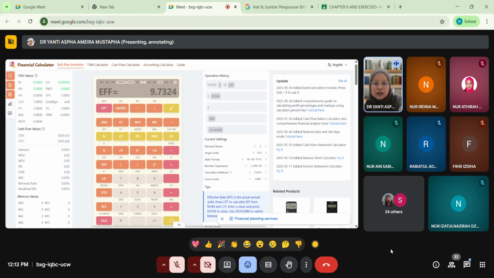The effective rate is the actual annual yield. You press compute and EFF comes out. You need to input the NOM and also C/Y, the number of compounding periods per year. So if it's quarterly, then it's 4 times. Then you go back up, or scroll down until you find EFF, press compute, and you get the EAR of 9.7325. Hopefully that is easy to follow. Let me change to the slide.